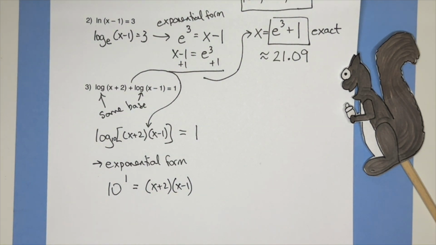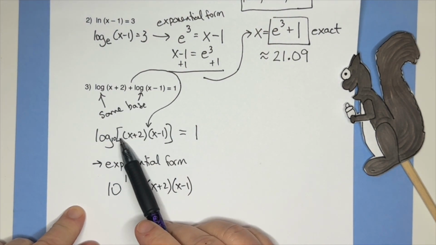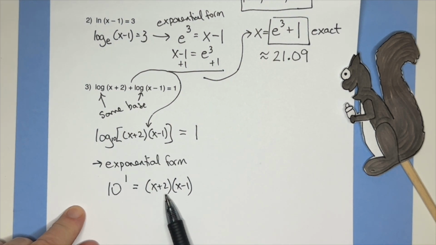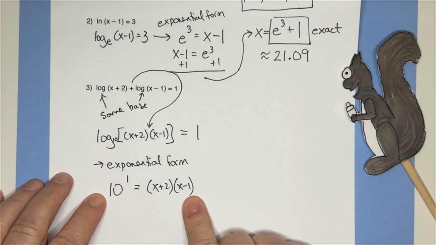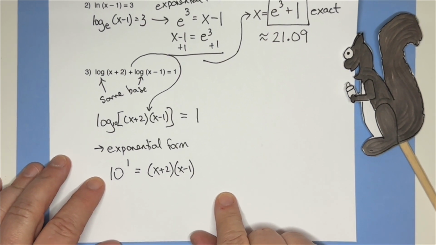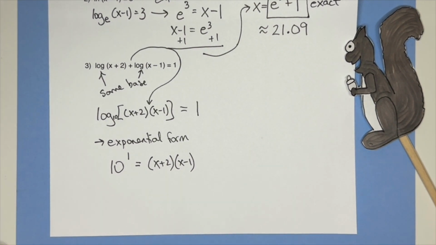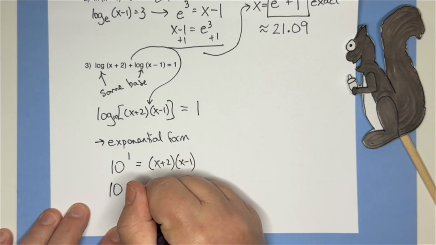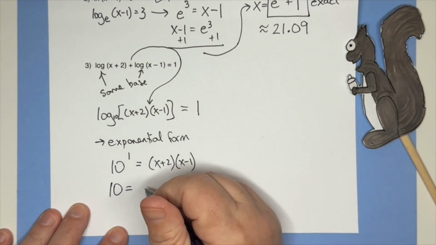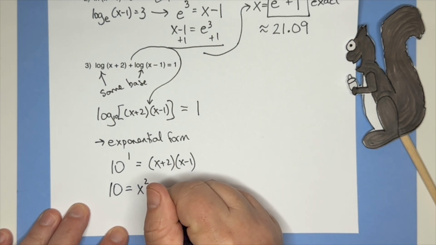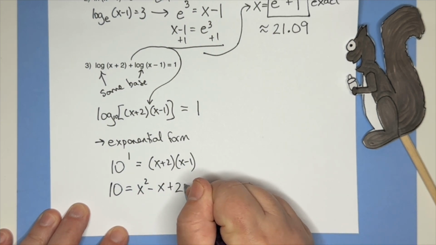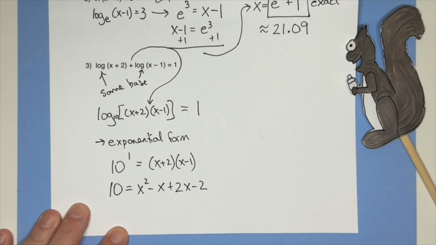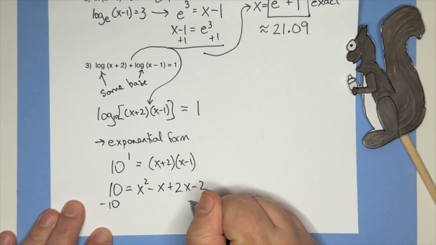So I've done 1 step to get here, 2 steps to get here, and do you all see what we're going to get to do? I know, I can tell you're all very excited. This is a quadratic. Okay, so 10 equals, I'm going to multiply out, x squared minus x plus 2x minus 2. I can go ahead and subtract 10 from both sides.